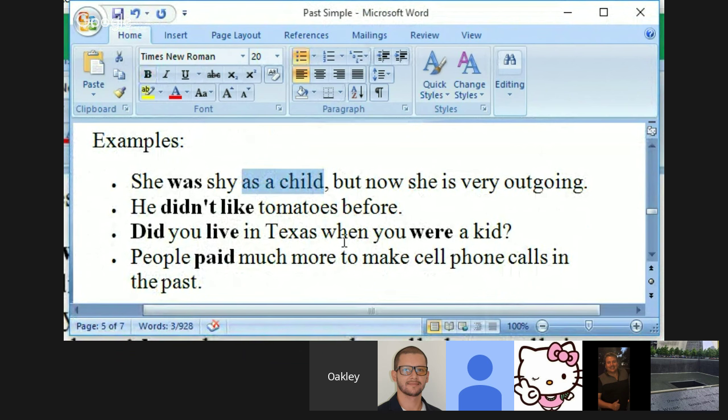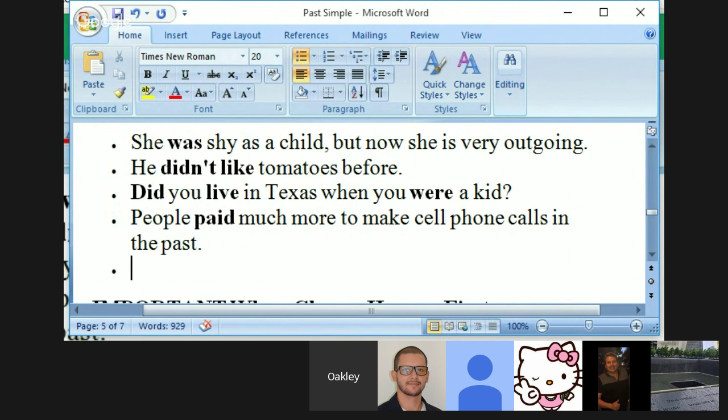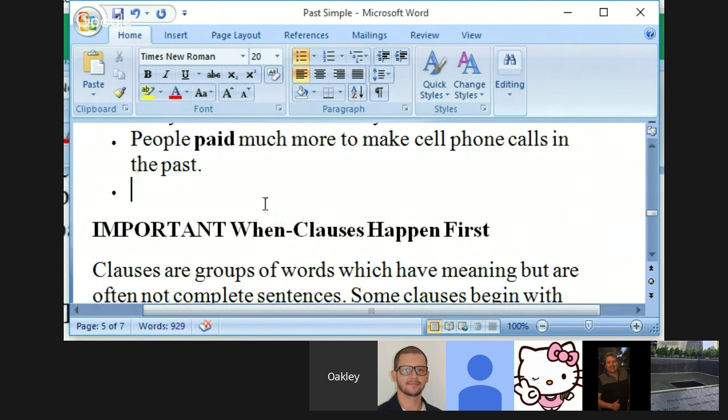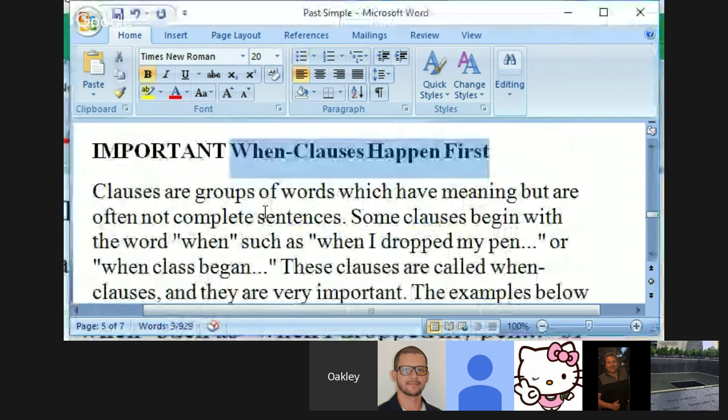As a child, he didn't like tomatoes before. Okay, something that was a fact when you were a kid. Even simple phrases like in the past. People paid much more to make cell phone calls in the past. So, the same way we use used to, but you have to really define it. That's the idea here. Okay, maybe we'll come back to that in a second. I just want to make another point before we run out of time about when clauses.